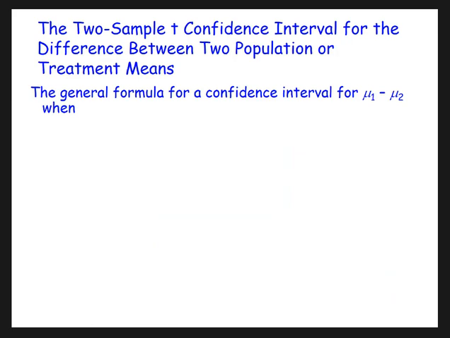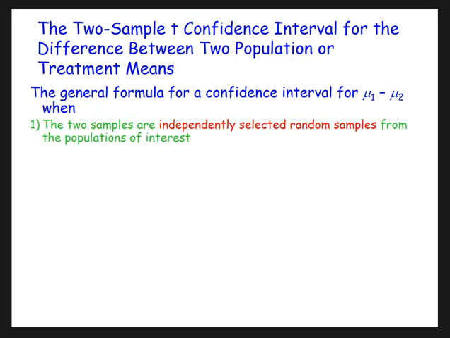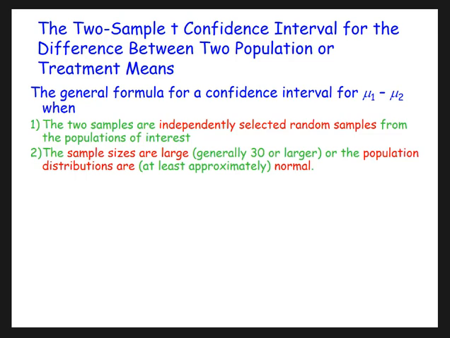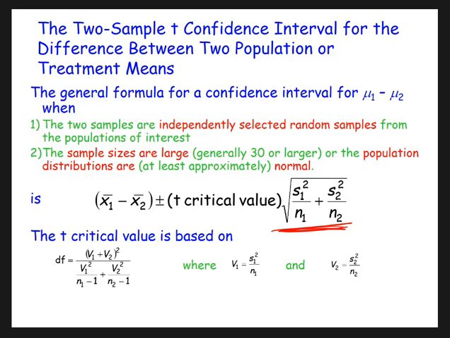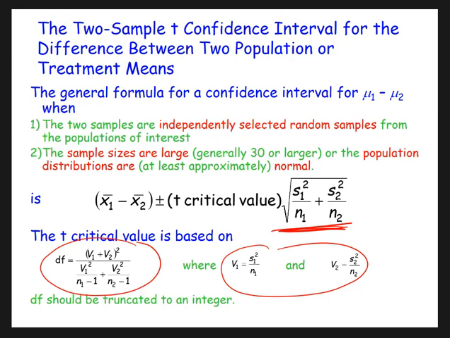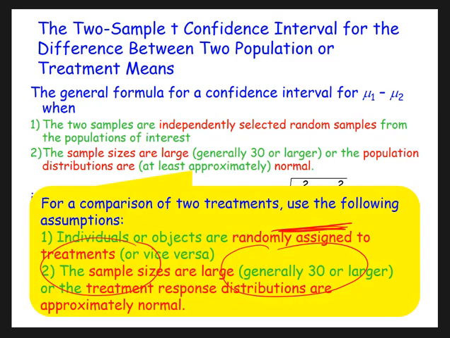Now a 2-sample T confidence interval for the difference between the two population means. The assumptions: independently selected random samples, and samples are either large or the populations are normal. We have the difference in the 2 sample means, plus or minus the critical value times that standard error, the standard deviation again, that combined value. Again, we have to find our degrees of freedom using that same formula we did before, truncated to the nearest lowest integer. Make sure these assumptions are the same assumptions we used for hypothesis testing.